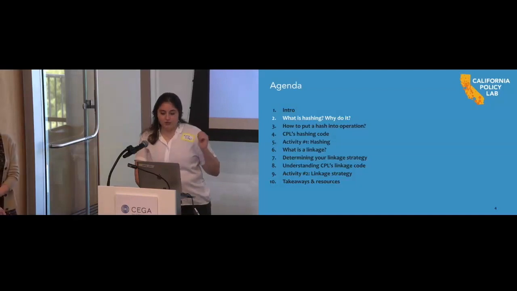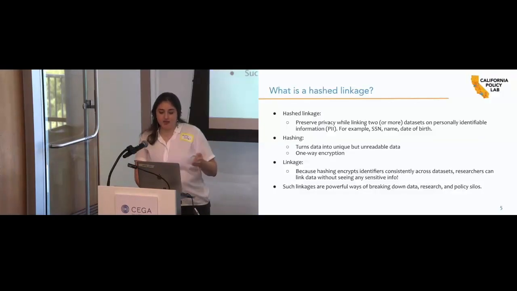So what is hashing and why do we do it? We're going to begin with a couple of definitions. The first one is hash linkage. A hash linkage is a way of joining 2 or more data sets that typically contain personally identifiable information that we wouldn't be able to see for a number of reasons. Some examples of this PII are first name, last name, date of birth, social security, phone numbers, addresses, etc.